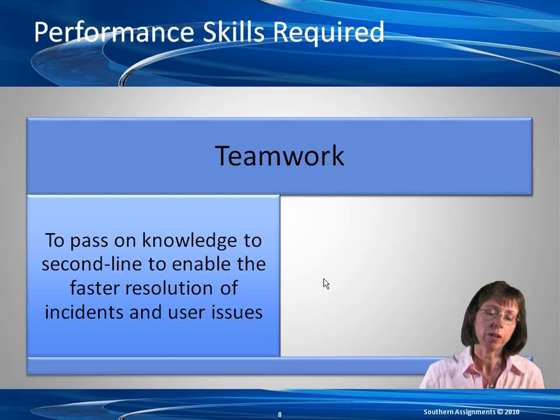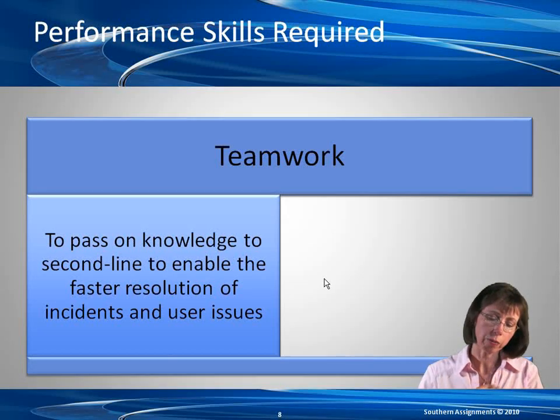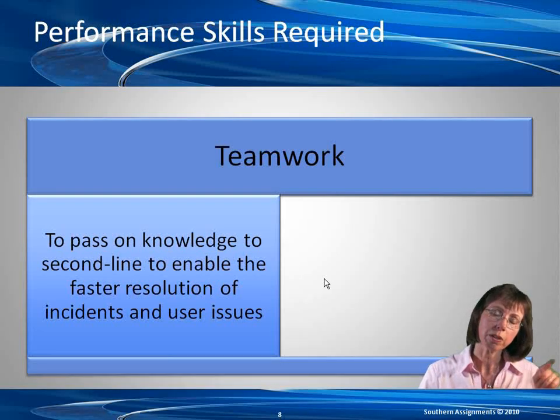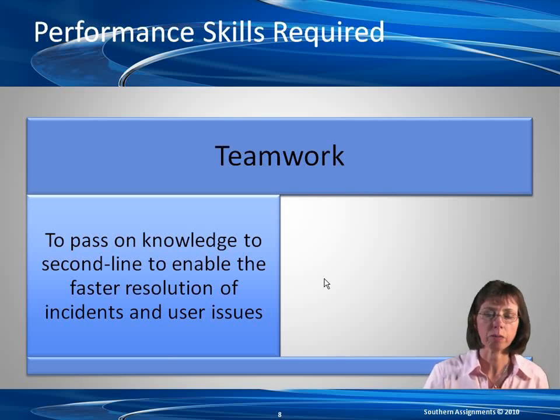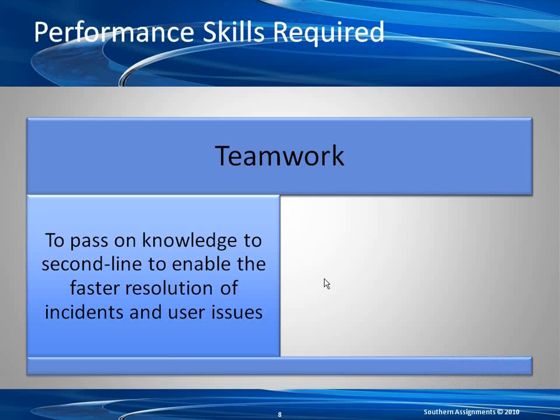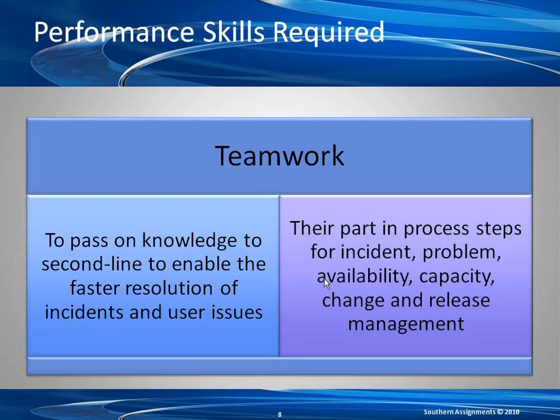The achievement of faster resolution times can happen if third line take that green line I was showing you on the slide a moment ago, so that it's fed back down the chain. That way people learn and we get better and better at resolving issues more quickly. Their part in the process, for instance, problems, availability, capacity, change, all those areas would be part of their work as well. So that's all we need to cover on third line support at this point, just another bite-sized piece in the overall equation of performance management.